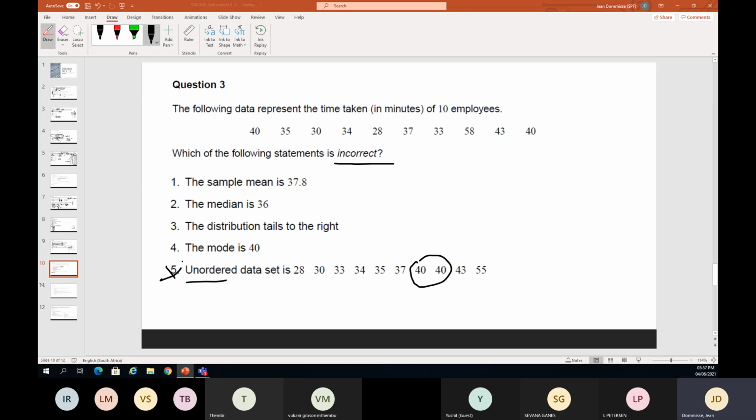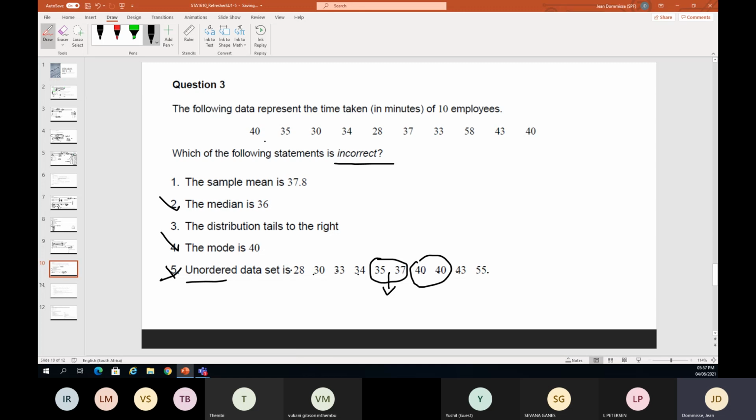There's 2 40s, so the mode is 40. How many? So there's 10. So to get the middle one, 1, 2, 3, 4, 1, 2, 3, 4. So the middle value is in between those two, in between 35 and 37, which is 36. What we could have also done is say 35 plus 37 divided by 2 will also give us 36. So the median is also correct.